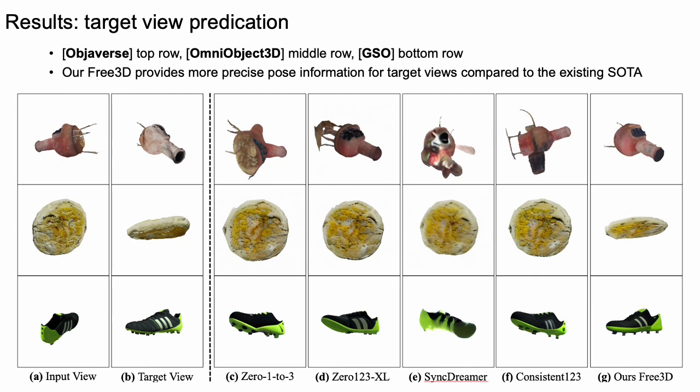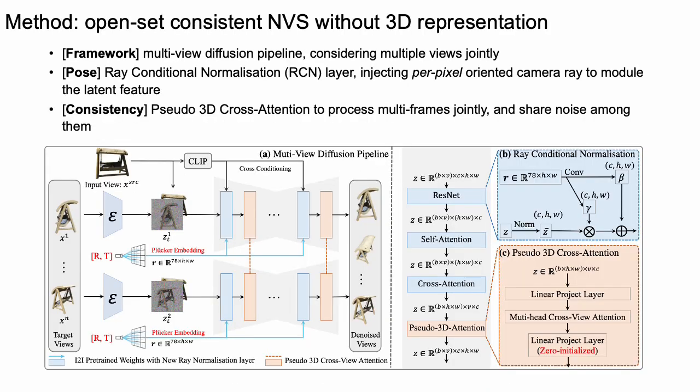Interestingly, while ray conditioned normalization works best, we show that all such architectures lead to strong improvements. This suggests that the local ray embedding is a key part of the observed improvement. Here are examples on different datasets. Free3D achieves better results even under challenging viewpoints with very different categories.